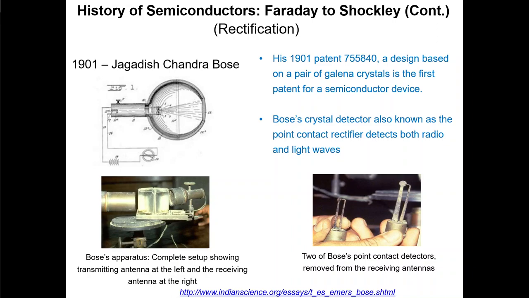So this is the apparatus which Bose developed for demonstrating the operation of these radio wave detectors, where you have the receiving part and the transmitting part, and the detection of the radio wave was demonstrated. These are those point contact detectors, which allowed the detection of radio wave. In fact, Bose filed a patent in 1901, and this patent is considered the first patent for a semiconductor device.